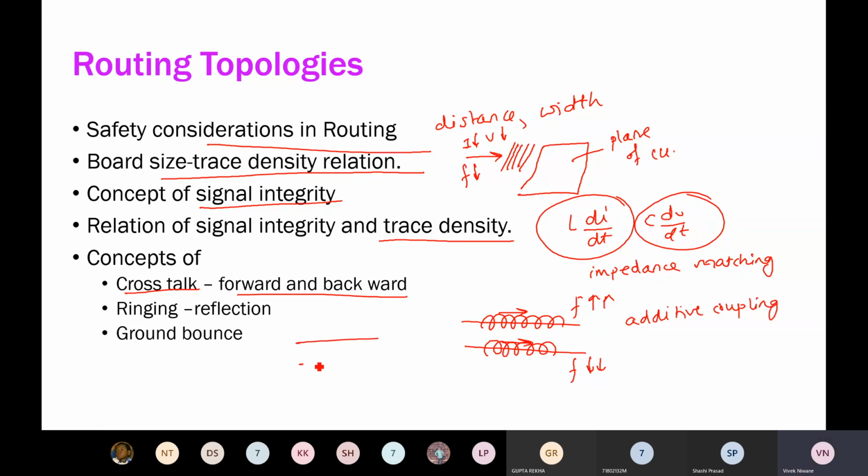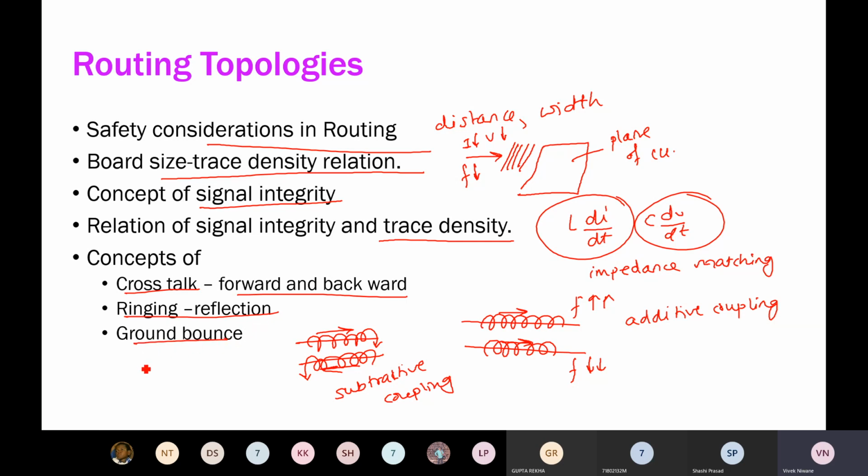So instead of that, what we usually try is to have the opposite direction of the tracks. So if one has the direction of electric field in this way, then the other will have the direction of electric field in this way, opposite direction. So this is going to create subtractive coupling. मतलब जो भी इंटरफेरेंस है वो थोड़ा सा रिड्यूस हो जाएगा. Okay. If we do have impedance mismatch, then we will have ringing and reflections from the lower side.